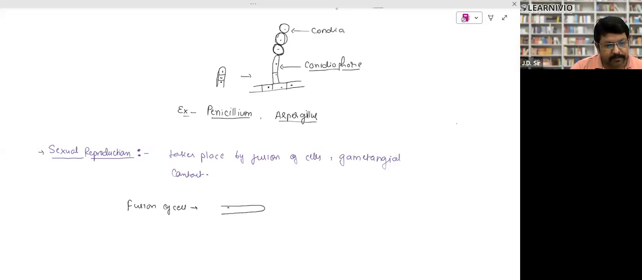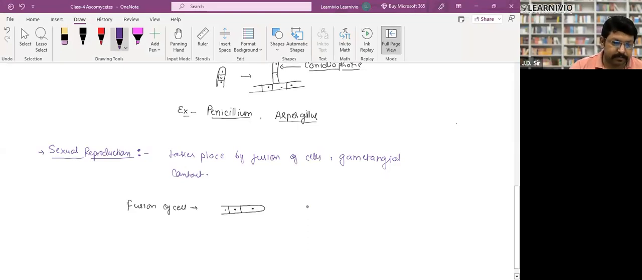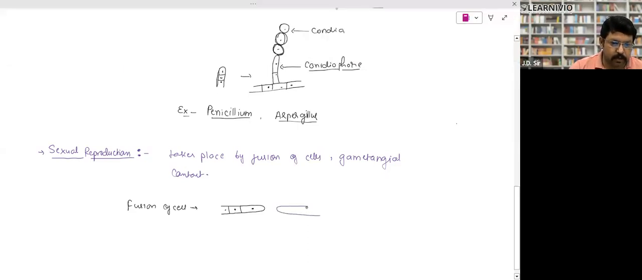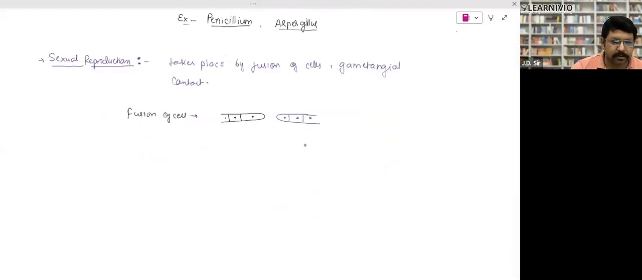Simple, the name itself represents it. There is a hypha, and there is another hypha. There are two different hyphae of the same fungi, but genetically they should be different. Normally, how does it take place? These cells get fused. Suppose the tops of the cells get fused.